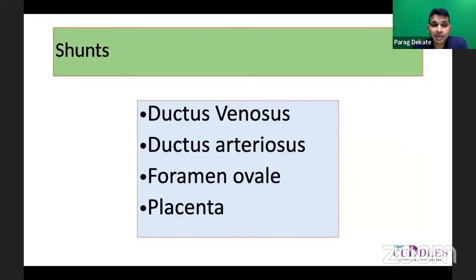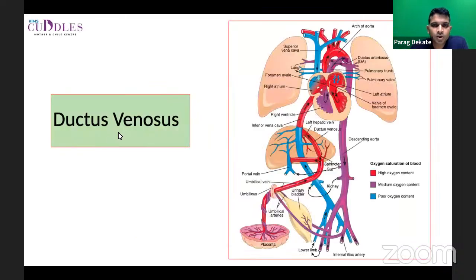As we discussed, there are four shunts: ductus venosus, ductus arteriosus, foramen ovale, and placenta. And we are going to talk about each of them. So ductus venosus, as I told you in the previous diagram, there is a single umbilical vein, which bifurcates into two. One is the ductus venosus, which connects this umbilical vein to the inferior vena cava. And there is another small vessel, which diverts the blood into the portal vein.